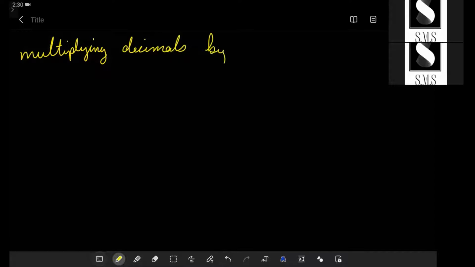Today we're going to be taking a look at how to multiply decimals by 10, hundreds, so any power of 10, and also how to divide by them. We're also going to take a look at how to add decimals and subtract decimals. So let's jump right in. So multiplying decimals by 10, by powers of 10, I should say.